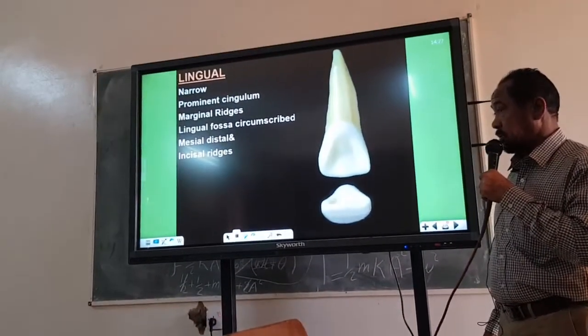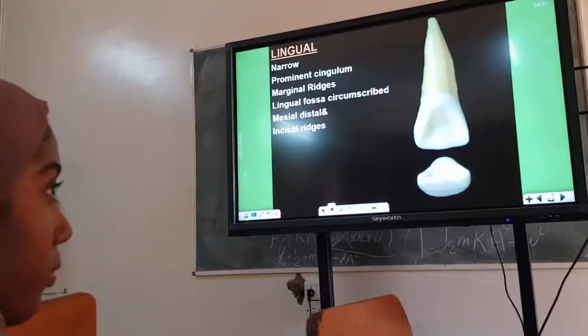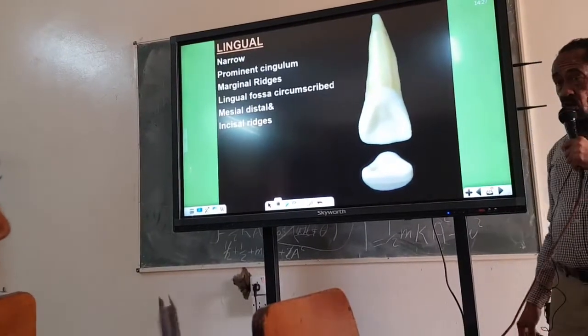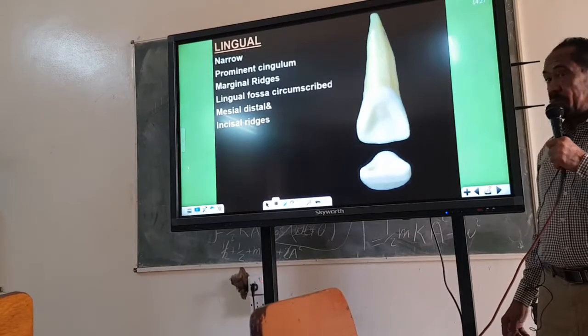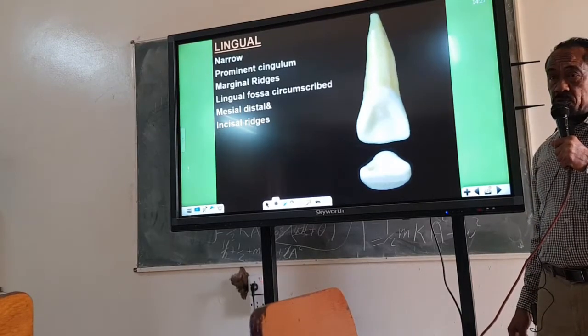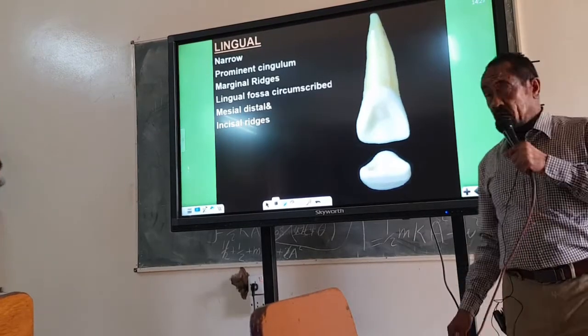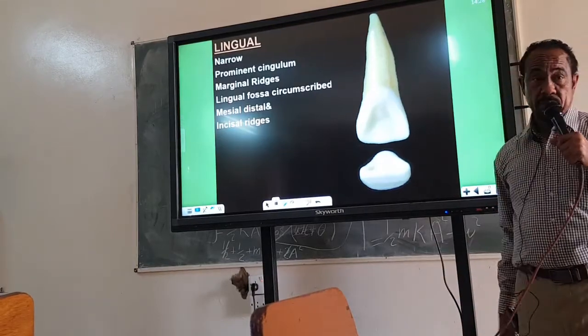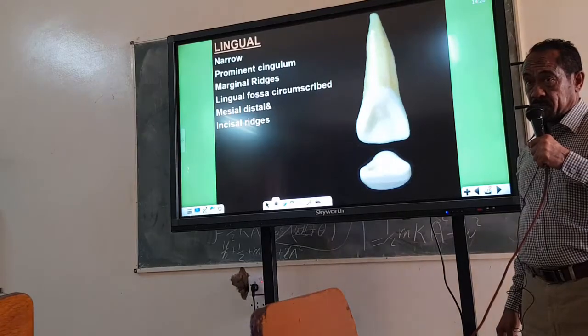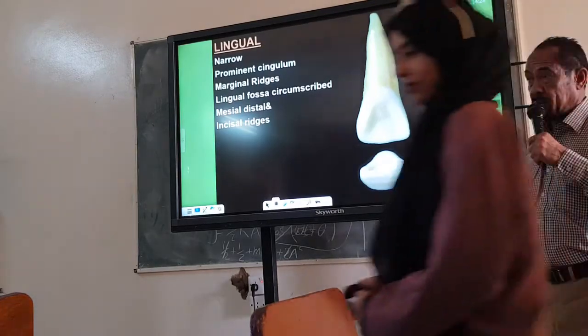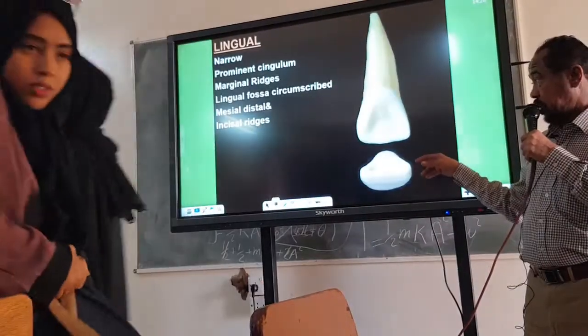Left. This is the maxillary central incisor of the left side. Describe the morphology of this surface. Prominent cingulum. Cingulum site is not an answer. It has a prominent cingulum. Marginal ridge is not an answer. Maybe prominent marginal ridge. The mesial is straight and long.